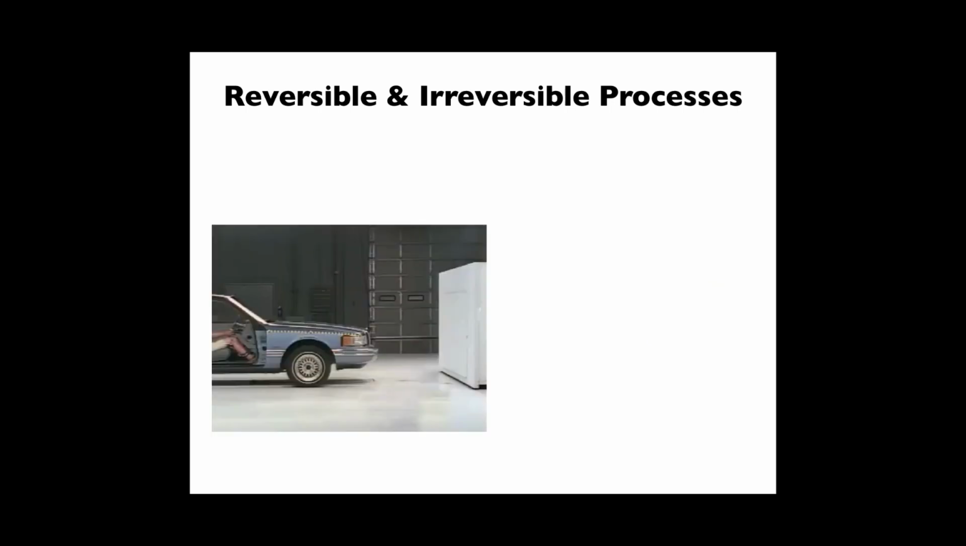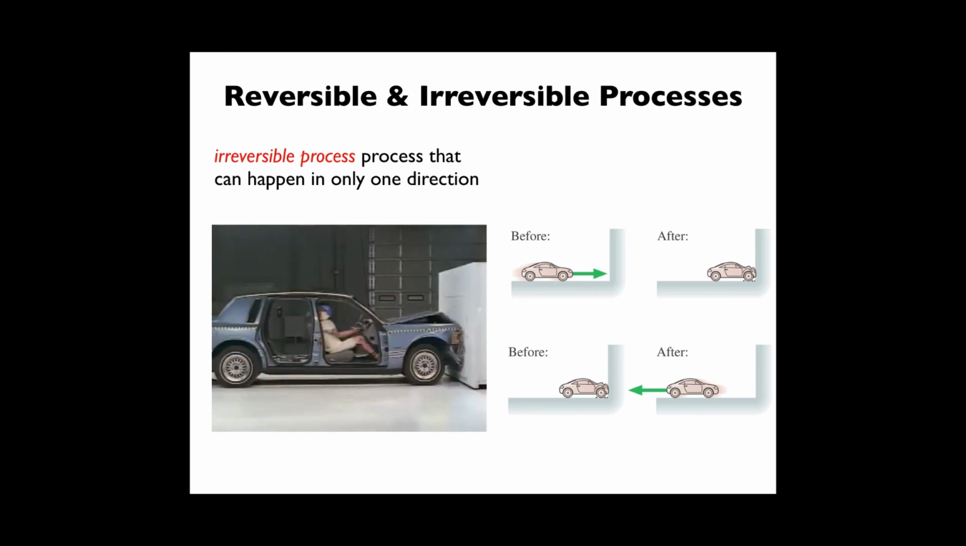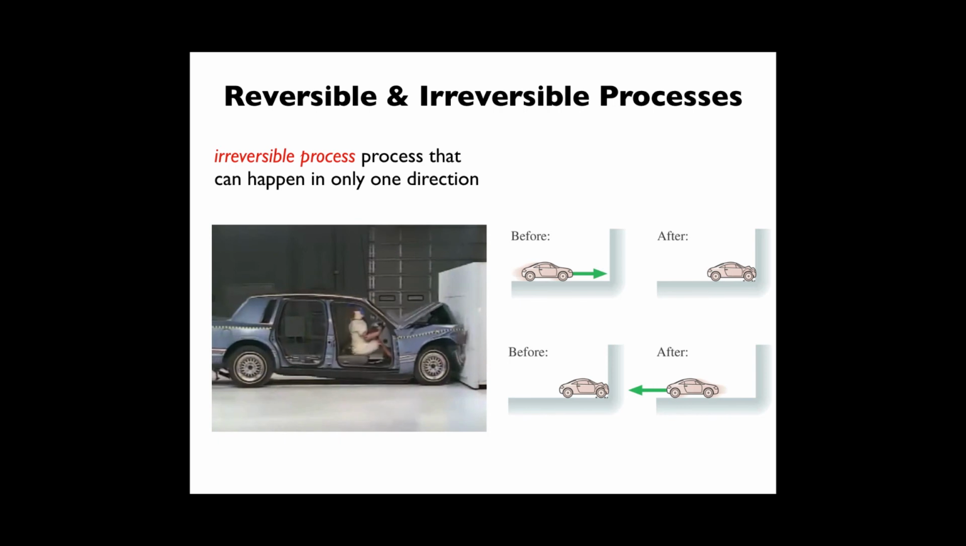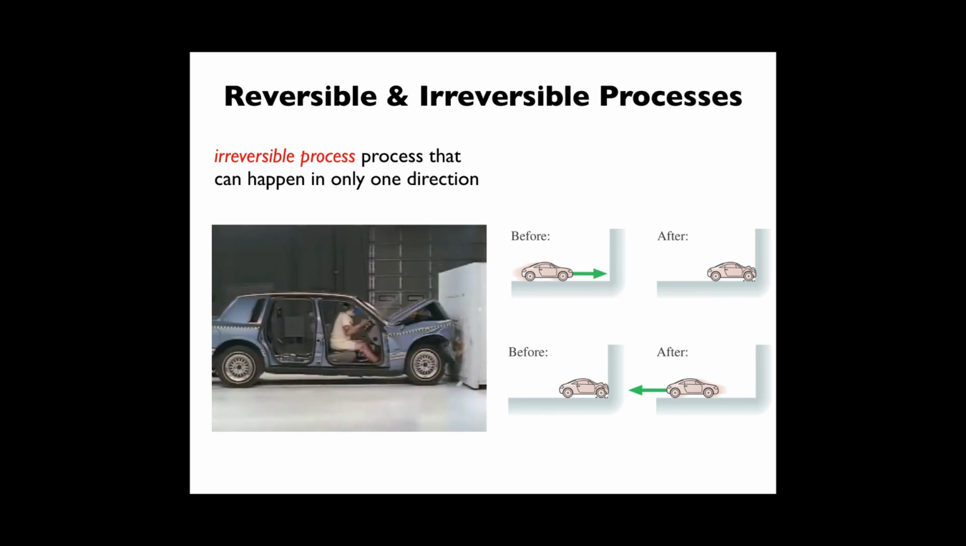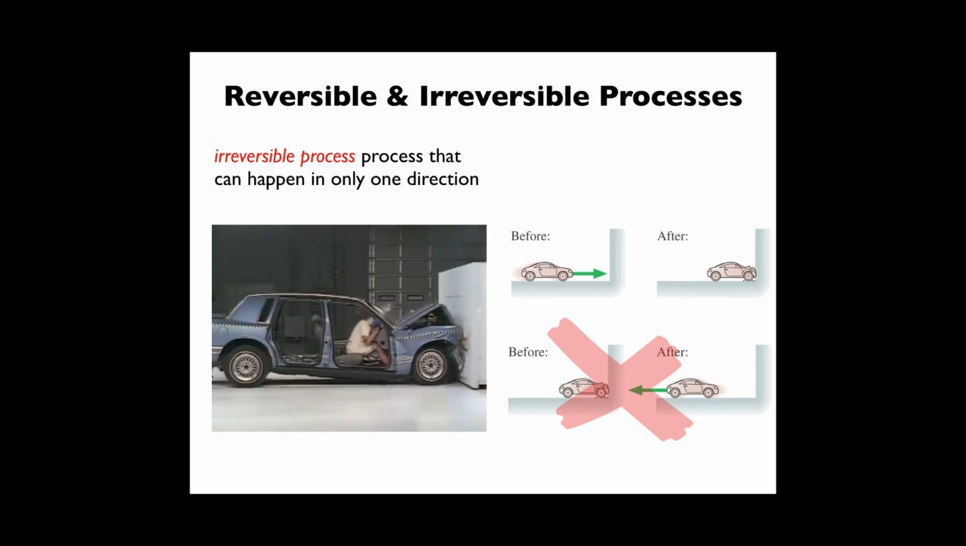An irreversible process looks something like that. It can only happen in one direction, okay? Here, before and after are going to be very different. So before, the car is intact. After, the car is all smushed and there's stuff everywhere. You're never going to have a car with stuff everywhere spontaneously go back to being an intact car, okay? It'll take lots of work and it'll never be quite the same. So this is an irreversible process. This is a process that can only go one way.